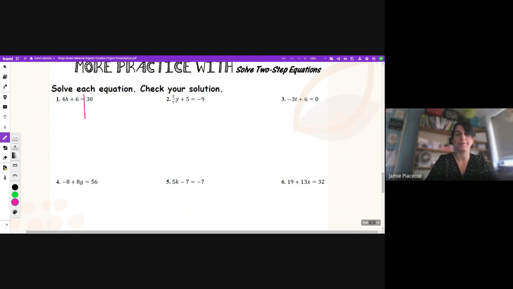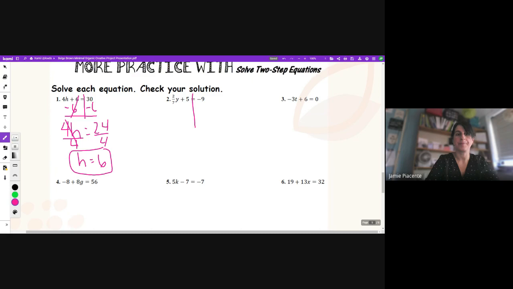Okay, for this one, we're going to subtract 6 from both sides. We get 4h equals 30 minus 6 gives me 24. The 4 and the h are touching, so I divide by 4, and h equals 6.